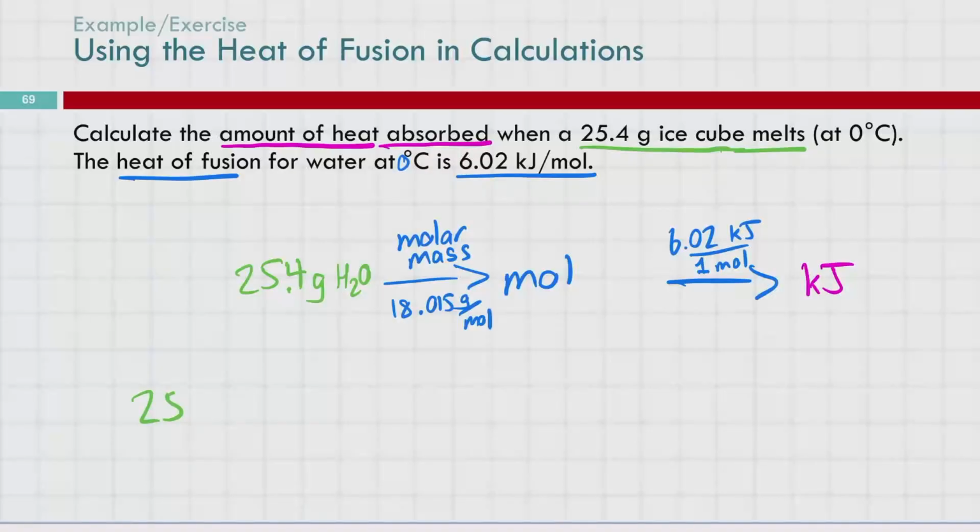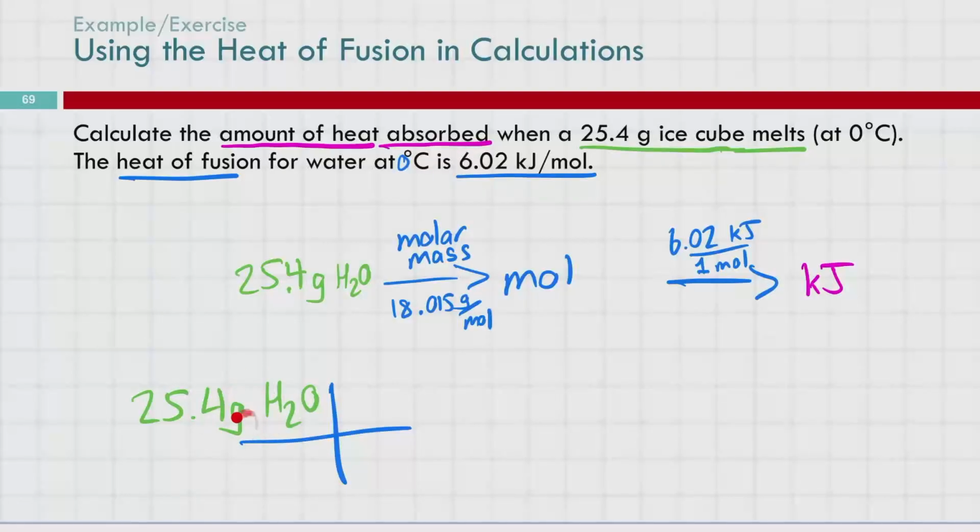So starting with our 25.4 grams H2O. By the way, if you're confused about where we got that 18.015 grams per mole, I've seen it enough times that I just have it memorized. If you're confused about how you would get that though, go see Logan in his SI sessions. He'd love to go over how to come up with molar masses from the periodic table with you.